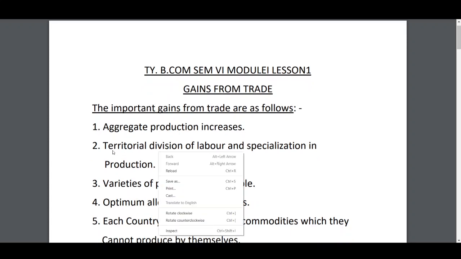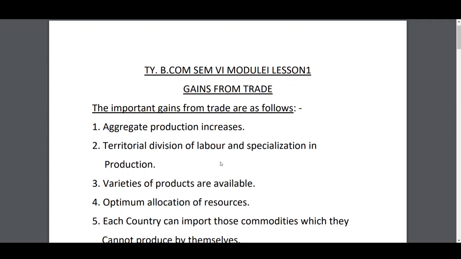Second, gains from territorial division of labor and specialization in production. Third, gain, varieties of products are available. Different types of products are available to the consumers.